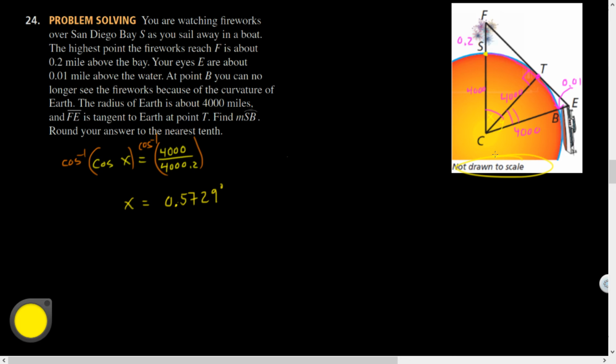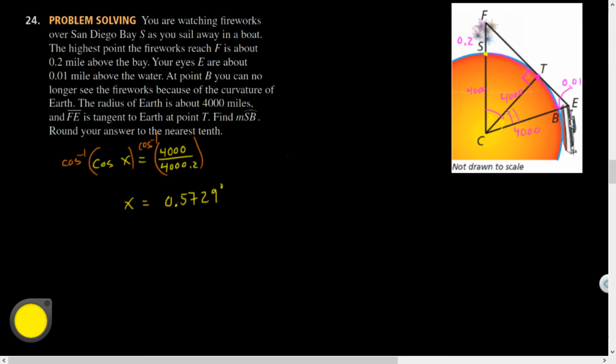Big idea right here is this is not to scale. Notice that I'm about half a degree. This angle looks like it was going to be like 57 degrees. Not to scale. Not to scale.